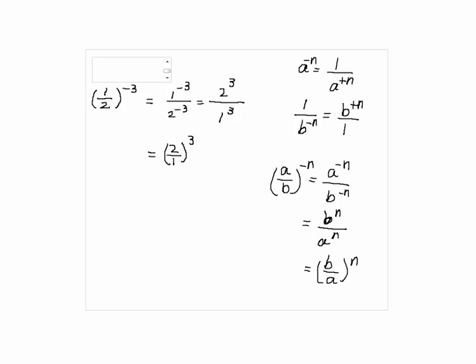Looks like it's a reciprocal. So in our example, 1 over 2 to the power of -3 becomes 2 over 1, which is a reciprocal of 1/2 to the power of 3. So this means simply 8. 2 to the power of 3 is 8, and 1 to the power of 3 is 1, so the answer here is 8.